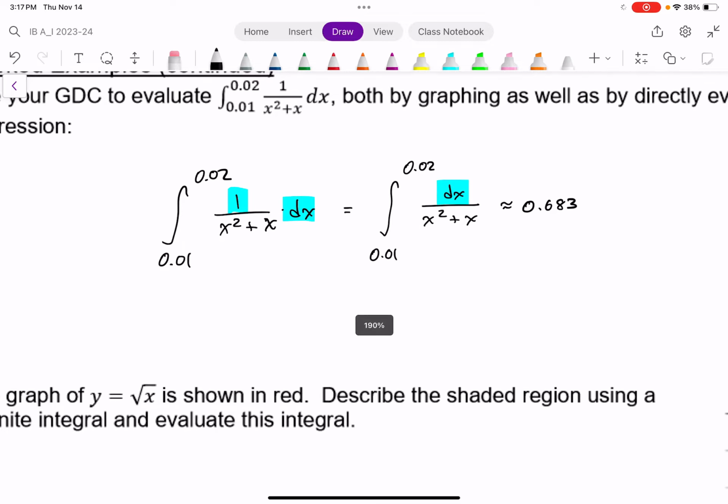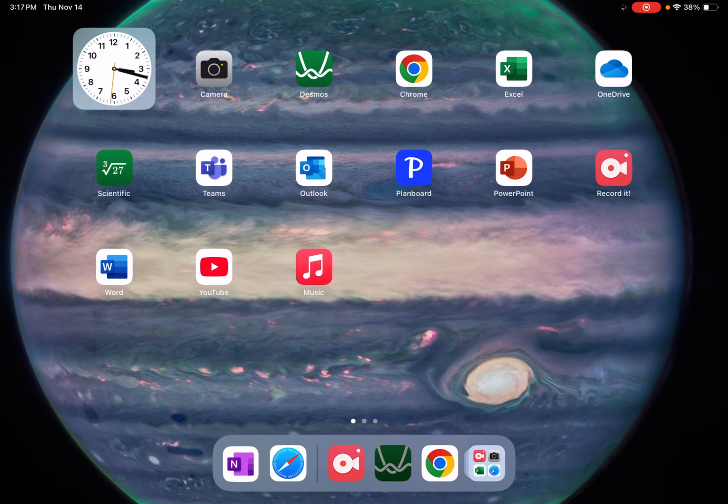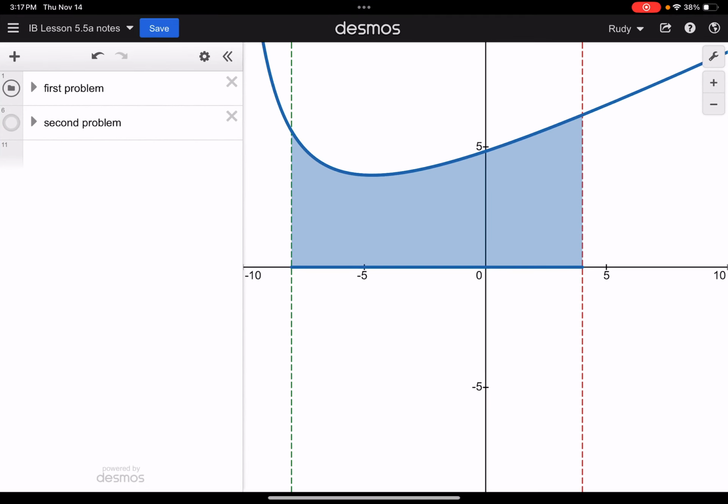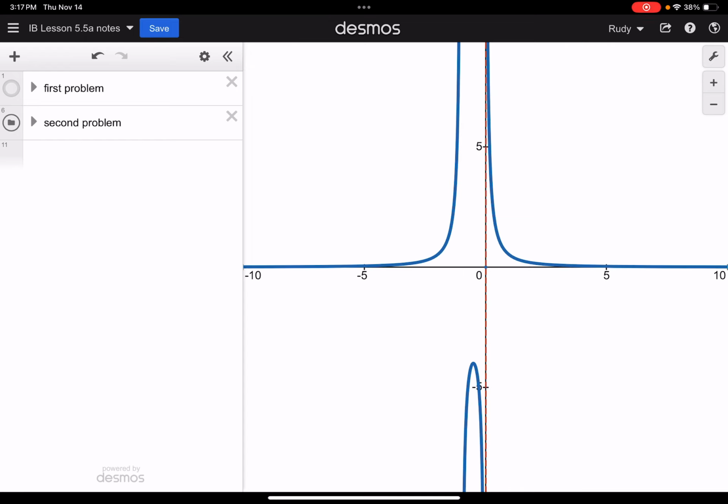That's it. With graphing, a little bit trickier. So I'm going to go back to Desmos here. And if I just graph this without thinking about my window settings at all, I don't really see much here. That's because I'm only looking at the region from 0.01 to 0.02. So whenever we rely on a graph, as always, our window settings are crucial.